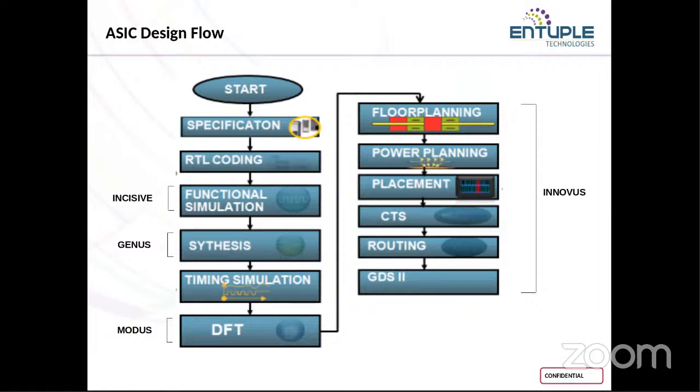For doing that functional simulation, we are going to use a Cadence tool, that is Incisive. Incisive is the tool name for checking your functional simulation, where it will take care of your compilation stage, elaboration stage, and then your simulation stage. So that is your functional simulation.